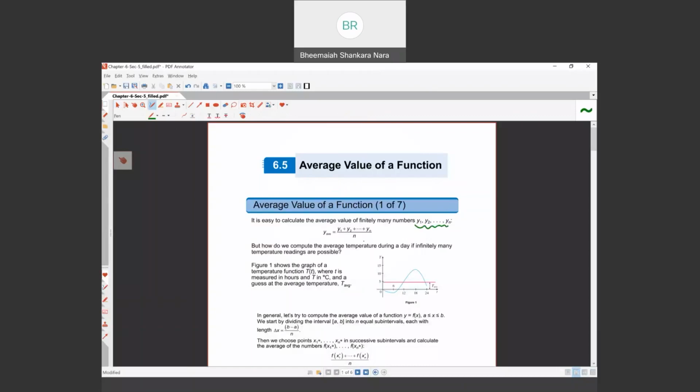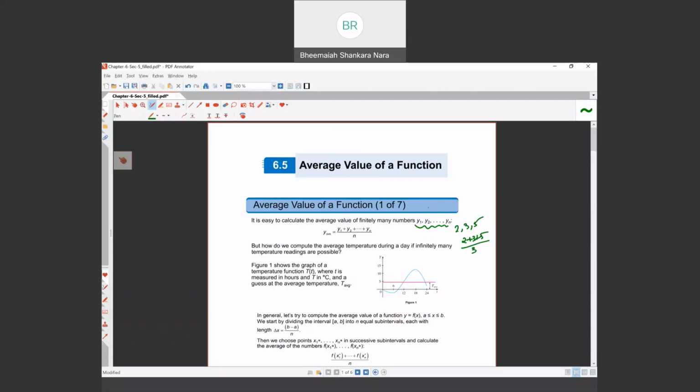All you do is add all these numbers and then divide by the number of numbers. Suppose I give you three numbers, say 2, 3, 5. I ask you to find the average of 2, 3, 5. You add these numbers 2, 3, 5 and then divide by the number of numbers. You have three numbers, so you divide by 3. So this is the average value definition for any given set of finite numbers.